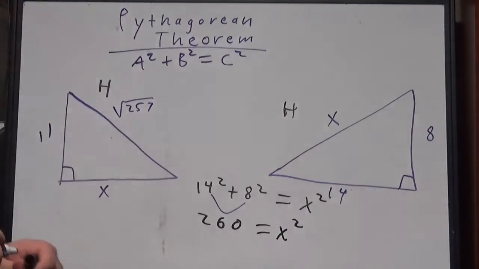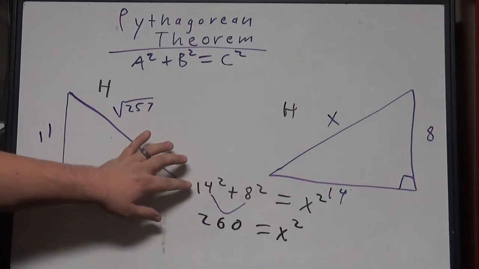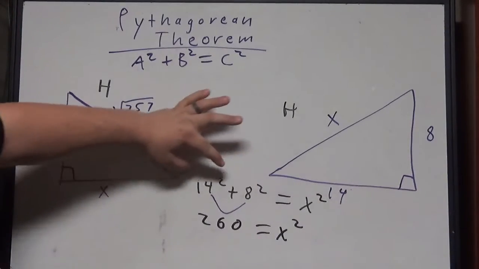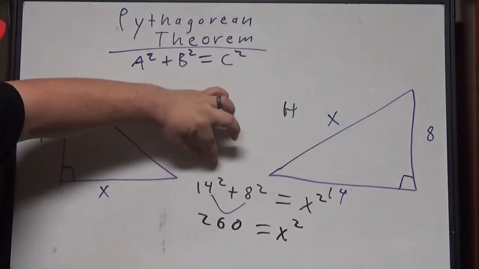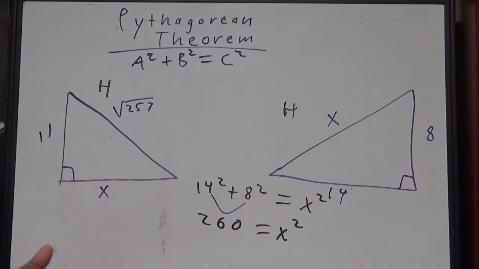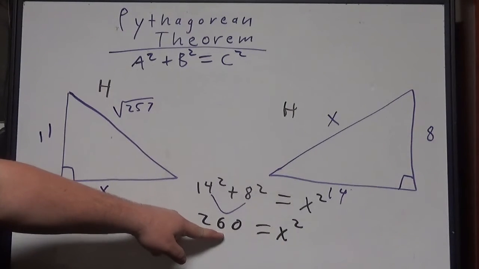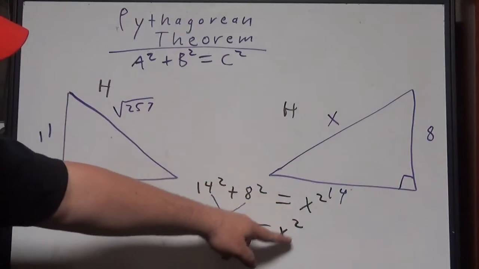Equals x squared. I misspoke. The reason for this, hopefully it's kind of obvious, is to try to make this just less work, and put less on your paper and less that you can make a mistake with and get confused with. So I would say just type in 14 squared plus 8 squared, simplify that by itself, and you get 260. And it's equal to x squared.